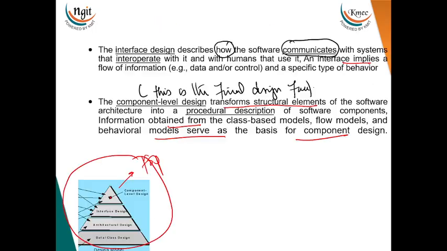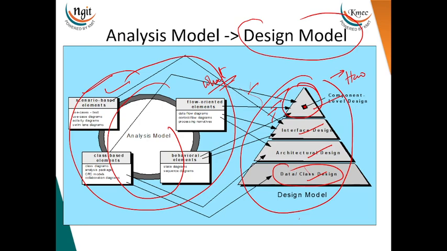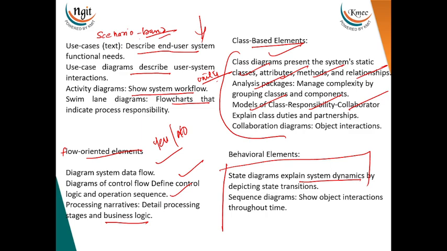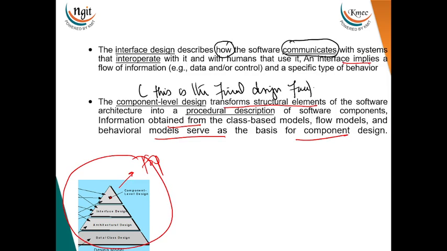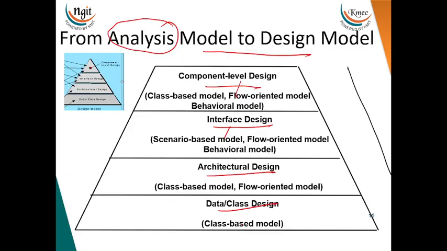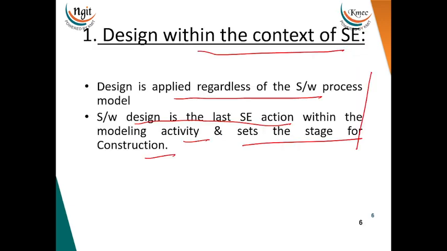The most important part is that we have seen the analysis model to the design model, how it works out: scenario based, then flow control, design based elements, behavior model, translating the analysis model into the design model. Each element of the analysis model provides information necessary to create the design model. There is a data class diagram which transfers analysis classes to design classes, architectural design, relationships and interface, how the communication goes. Component level is the highest level, and this is how it goes up and why we need it. This is how the diagrams work.